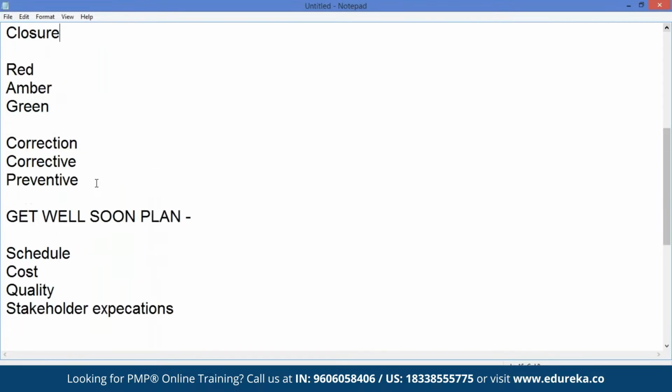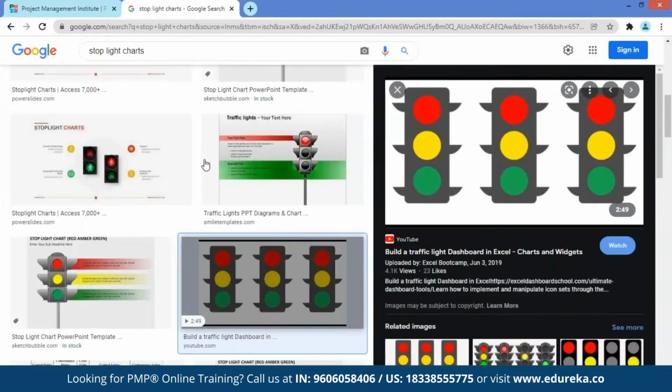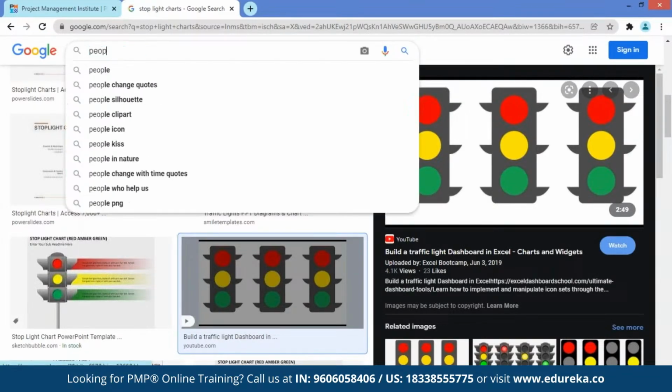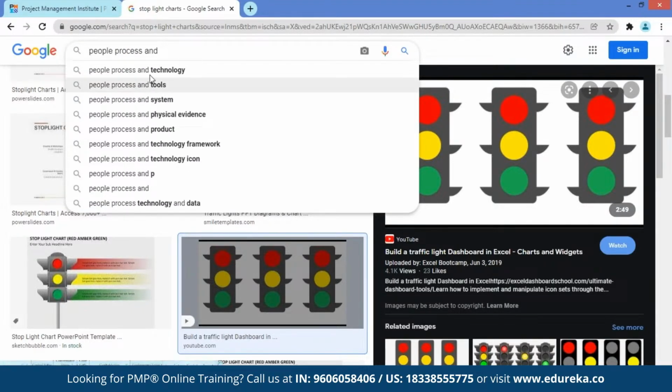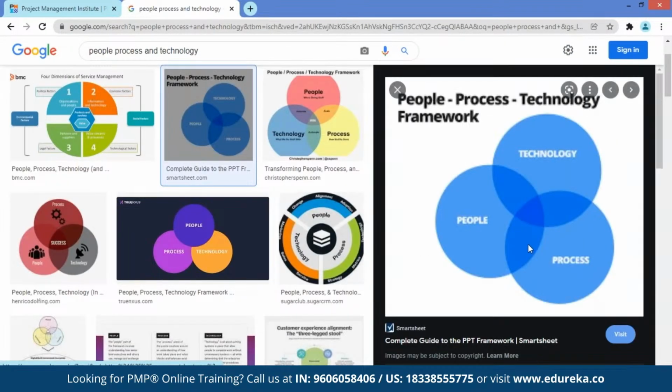So these are all the various activities that come into picture when we talk about these two simple words, which is called project management. Okay, so I hope this part is clear to all of you. So people, process, and technology, right? So it's a very important aspect, right? When we talk about project management, we talk about these three important aspects. Okay, we talk about people, we talk about technology, and we talk about process.